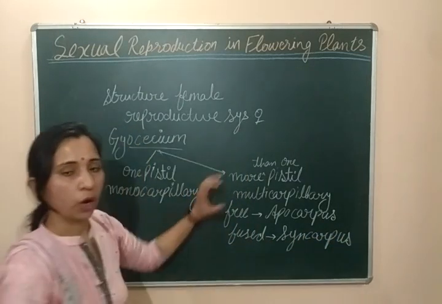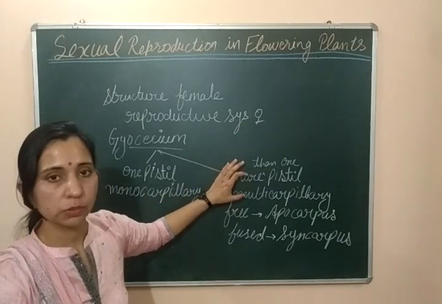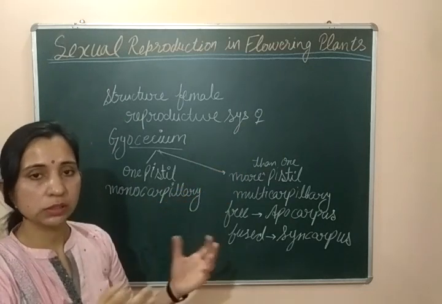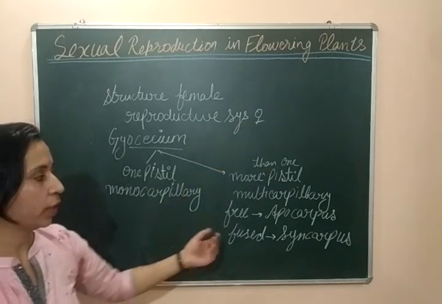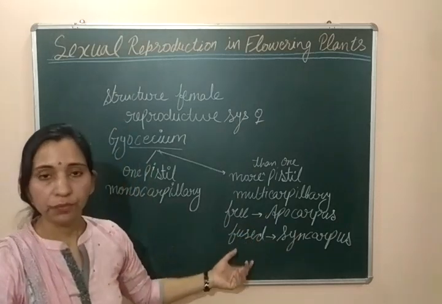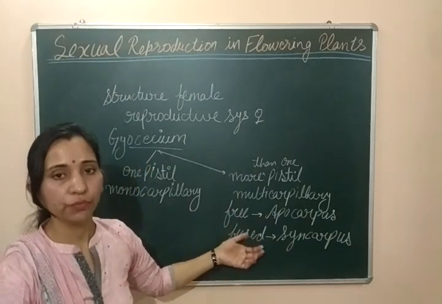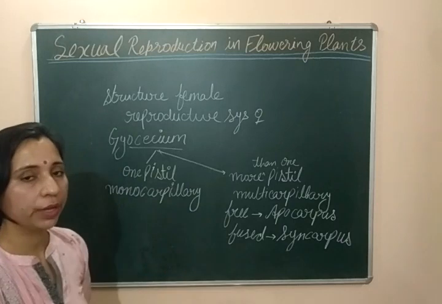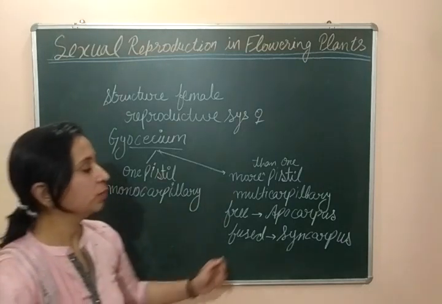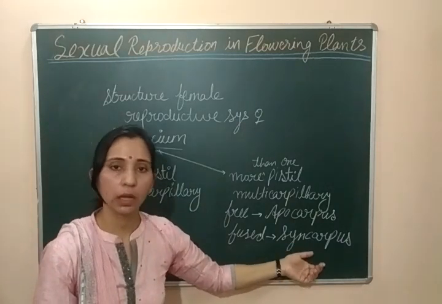अगर बहुत ज्यादा पिस्टिल्स हैं, more than one pistil is present, अगर सभी के सभी पिस्टिल्स सेपरेट हैं तो हम जो टर्म यूज करते हैं वो है apocarpous. And if the pistils join together, they get fused together, आपस में जुड़े हुए हैं, उस केस में हम जो term use करते हैं that is syncarpous.